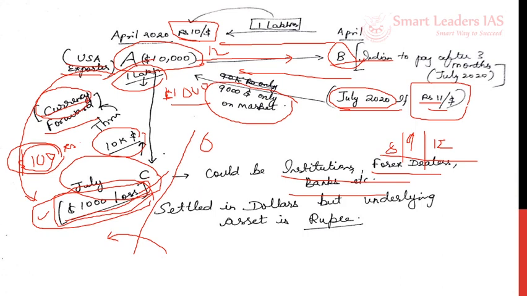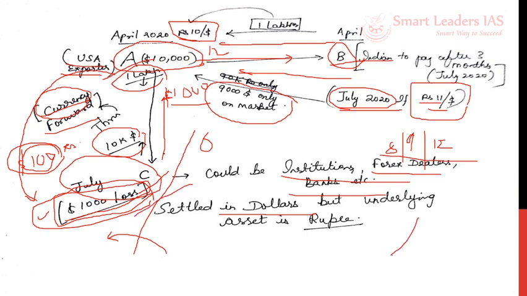Rather than doing this complex process of taking 1 lakh and converting it into dollars, and again converting, what they say is that after 3 months they will look at the rate. According to the rate, if he is going to face a $1,000 loss, he will transfer $1,000 to A. He will not take the 1 lakh rupees and do anything with it. He will just transfer $1,000 to this person. That's it. So even though the underlying asset is rupee, the settlement after 3 months is on the basis of dollars.